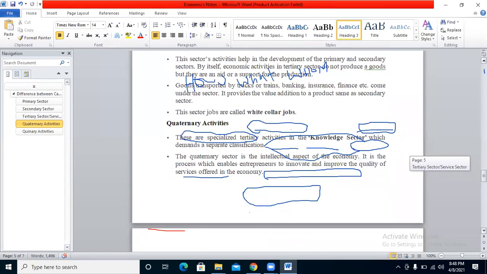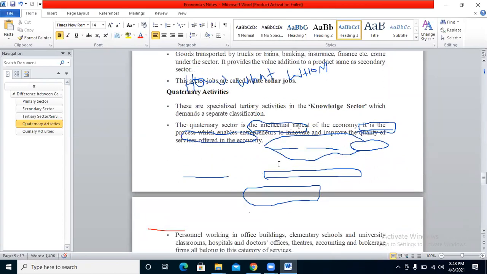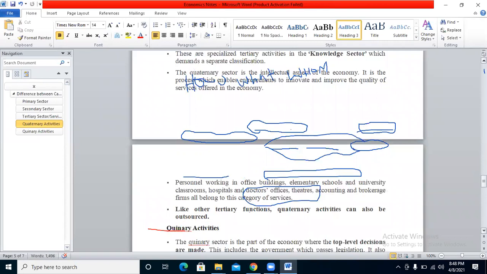So next is the quaternary activities. The quaternary sector is the intellectual sector, where in the service sector some people give the ideas. So these are known as quaternary activities. For example, engineers have the knowledge to build office buildings or make hardware and software. So these come under the head of quaternary activities, because they have specific knowledge.